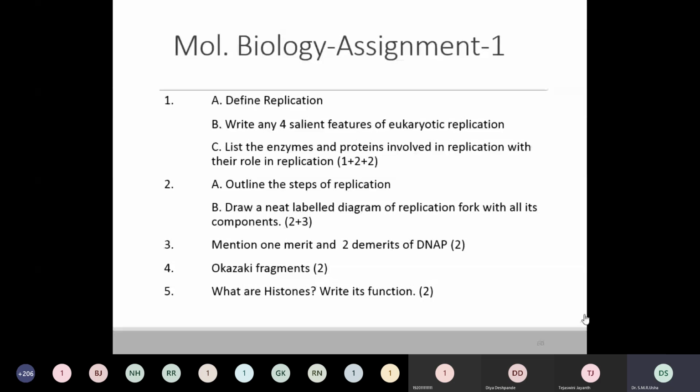So this is the assignment for today. You can write the assessment for today's class. So 5 questions have been given. Study and then write on your own. I'm very particular about the diagram of the replication fork. It has to have 4 components along with the leading and lagging strand.